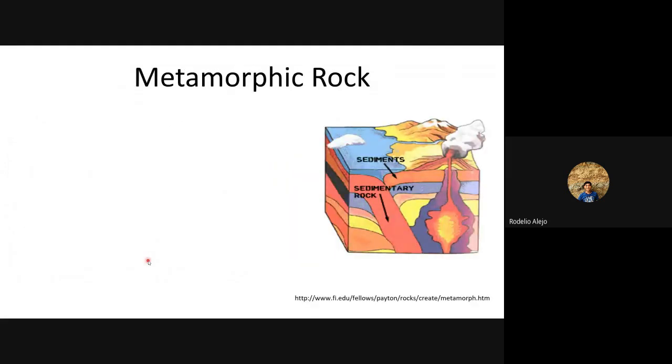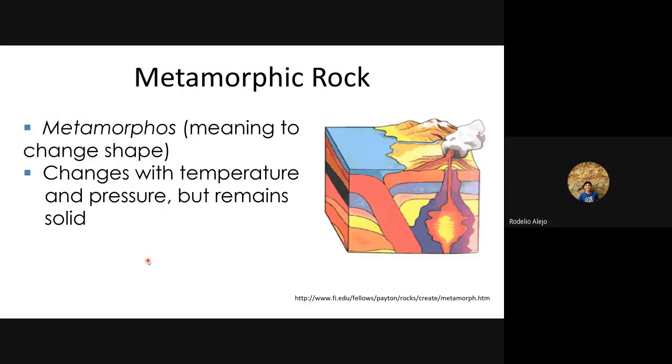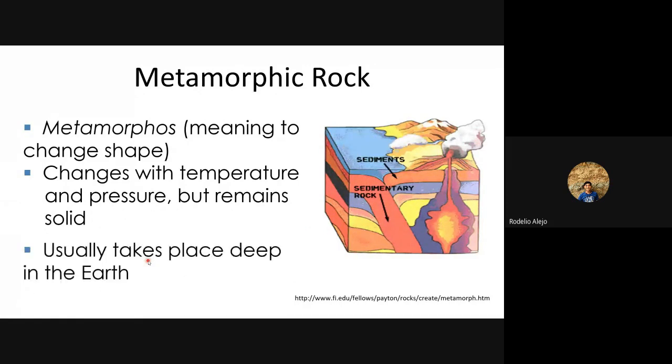So the last classification of our rocks is what we call the metamorphic rock. So metamorphic comes from the word metamorphos, which means change in shape. Okay, when a certain rock undergoes high pressure and high temperature, its composition will be changed. So there is a change in shape. So that will yield a metamorphic rock. So it changes with temperature and pressure but remains solid.